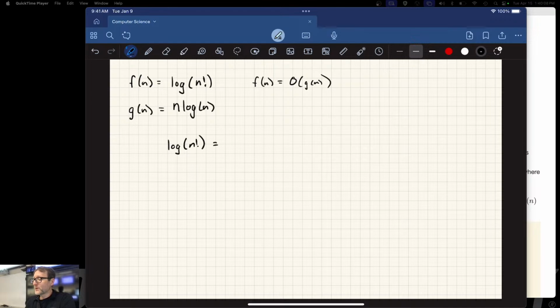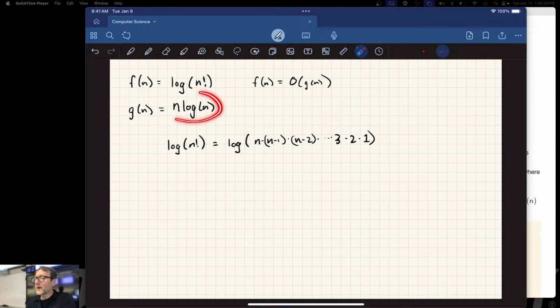What is that equal to, first of all? Well, the definition of factorial is n times n minus 1 times n minus 2 times ... 3 times 2 times 1. Now, remember, I'm trying to make this bigger and bigger and bigger until it looks like this guy right here. What is the largest term in this product? It's n, right? So I could make it bigger by changing the second one to n, because n is greater than n minus 1.